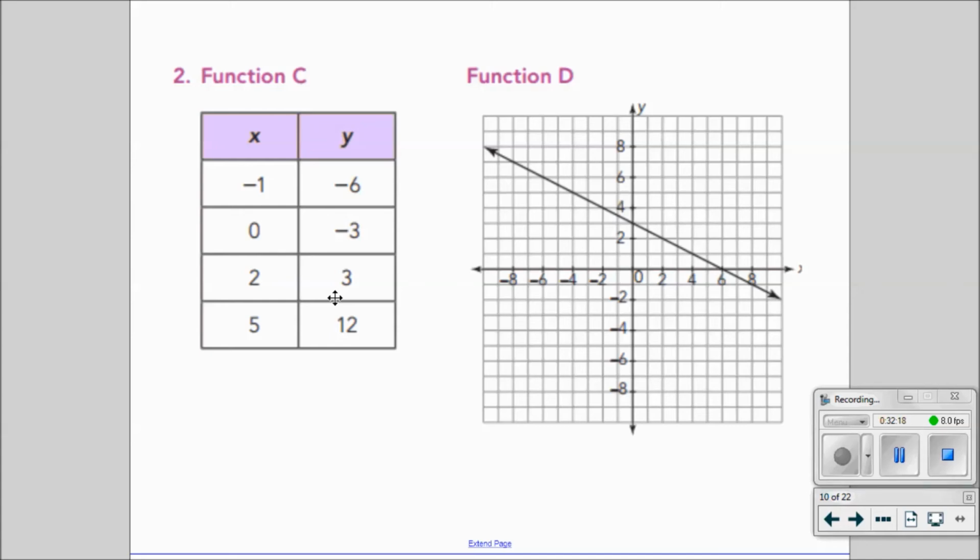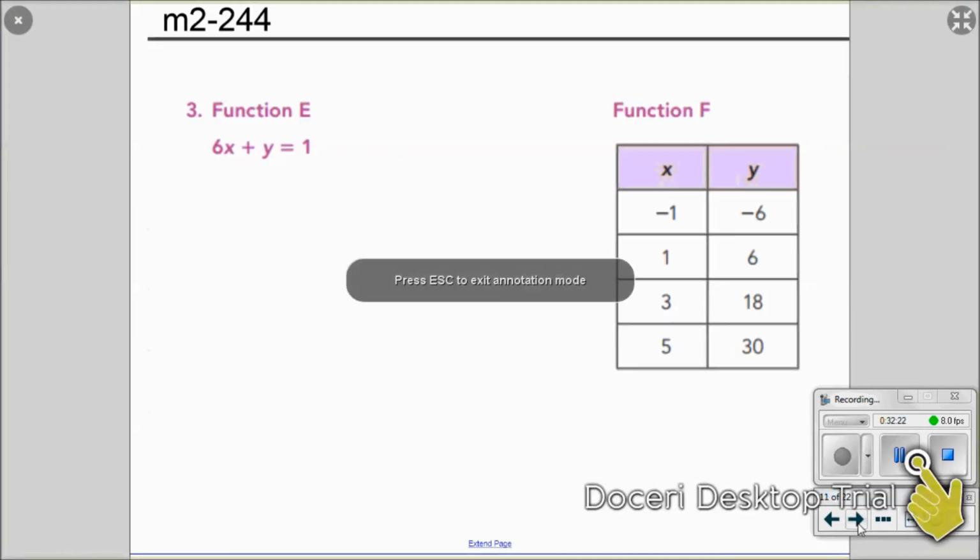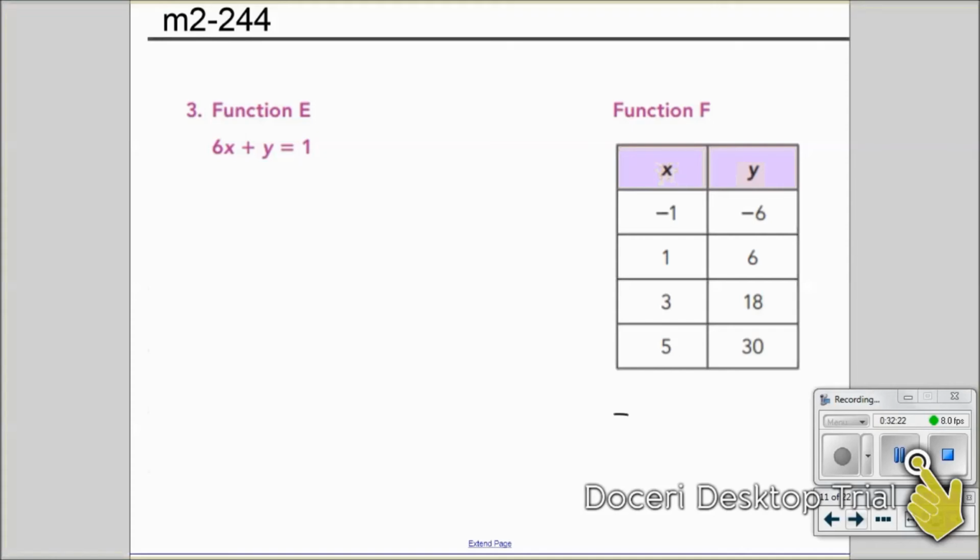And let's look at our last question here, which was over here on 244. On 3, we're going to say our answer, either function E or function F. Ready? On 3. 1, 2, 3. All right, we should have said function F. Function F has a rate of change of positive 6 over 1, while function E has a rate of change of negative 6 over 1. Okay, so a positive is obviously greater than a negative, so that kind of gives that one away.